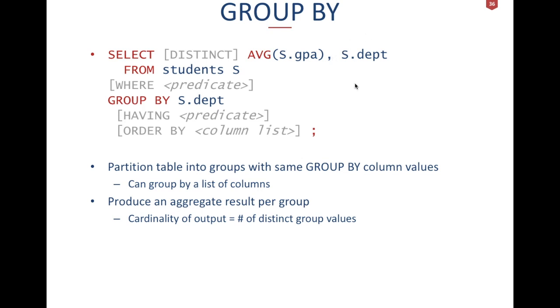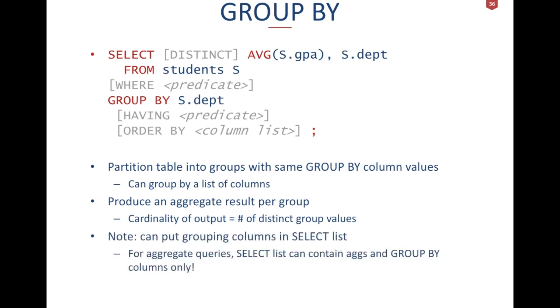Let's say if I have 5 departments, then for each of those 5 departments, the average student GPA is computed and output, the average along with the name of the department. We can also group by a list of columns, for example a certain department and another ID of a department together. We can put grouping columns in the select list.